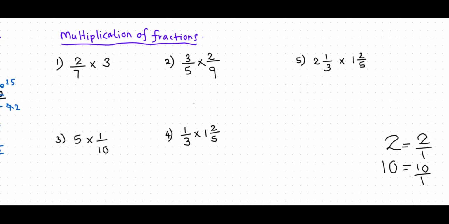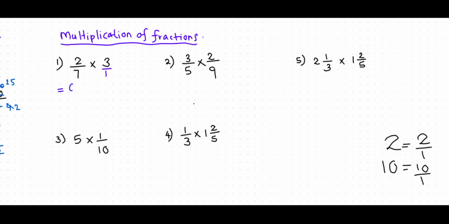Now come to this first one. 2 over 7 times 3. 3 is a whole number, so the denominator is 1. When we are multiplying, multiply numerators together and denominators together. It's very easy. All the numerators multiply together. All the denominators multiply together. 2 times 3 is 6. 7 times 1 is 7.